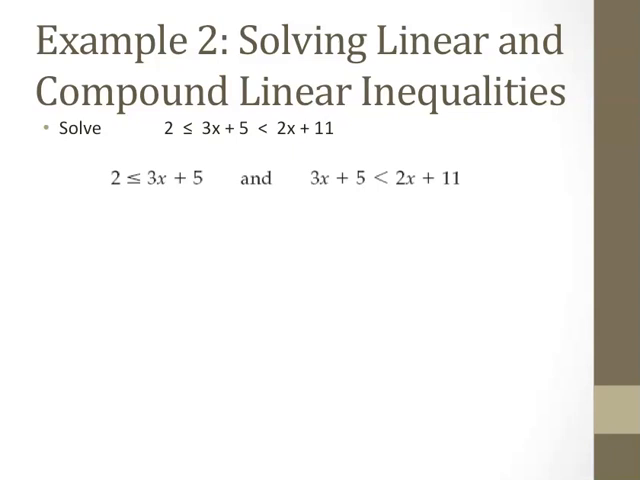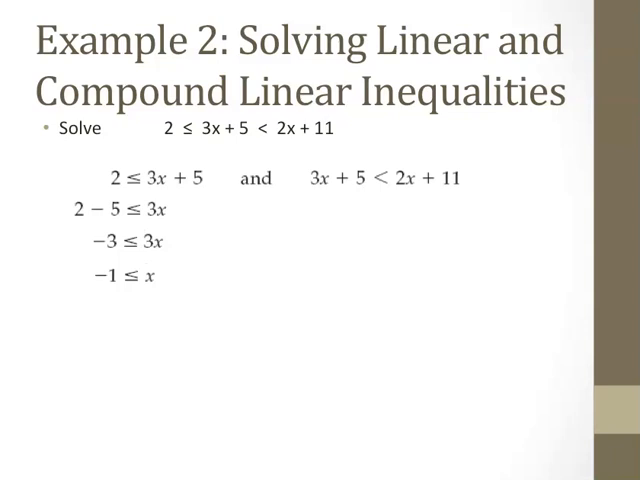So in this first one, we have 2 less than or equal to 3x plus 5. I'm going to subtract 5 from both sides. I end up with -3 less than or equal to 3x. I divide both sides by +3, so no need to change the inequality here. So that becomes -1 less than or equal to x.